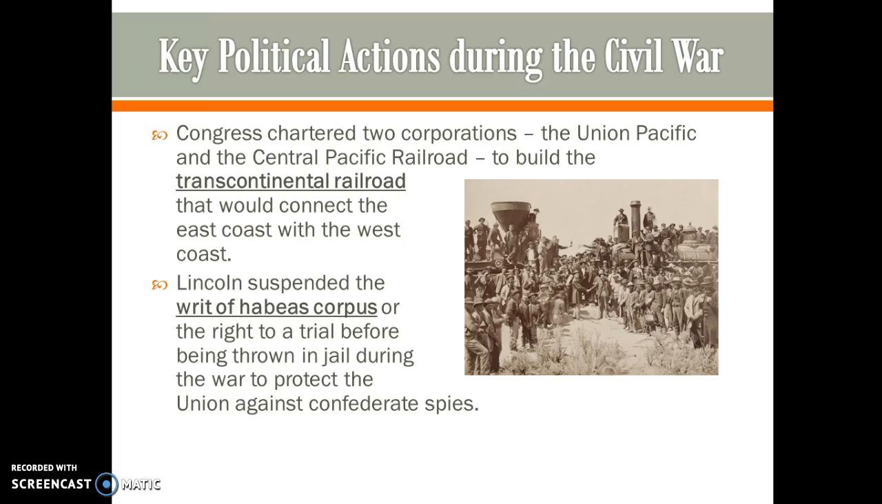Congress chartered two corporations during the Civil War, the Union Pacific and Central Pacific Railroad, to build the transcontinental railroad that would connect the East Coast with the West Coast. Also during the Civil War, Lincoln had suspended the right of habeas corpus. This gave Americans the right to a trial before being thrown into jail. He suspended the right of habeas corpus in order to protect the Union against Confederate spies.